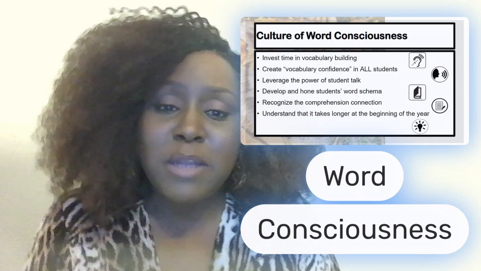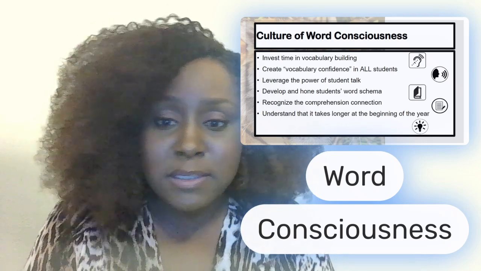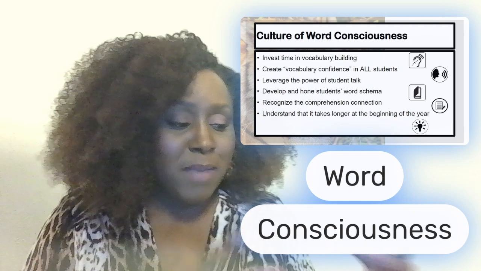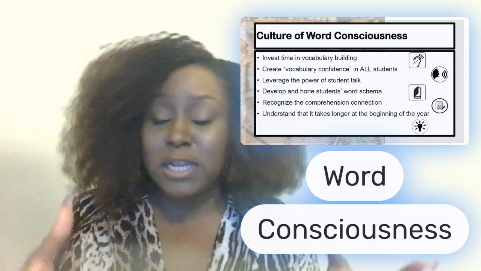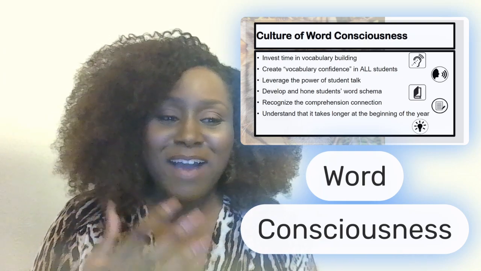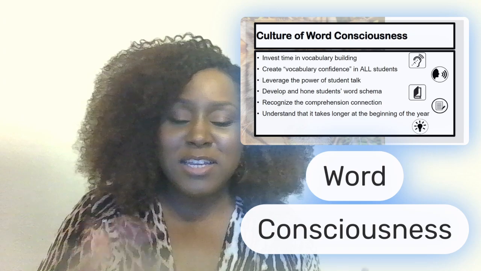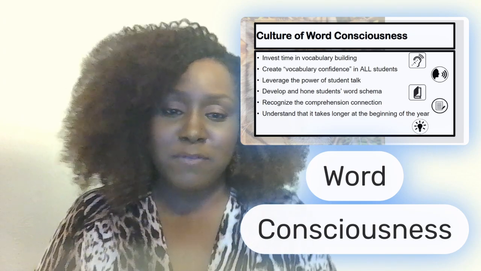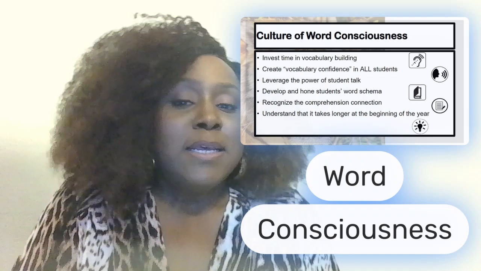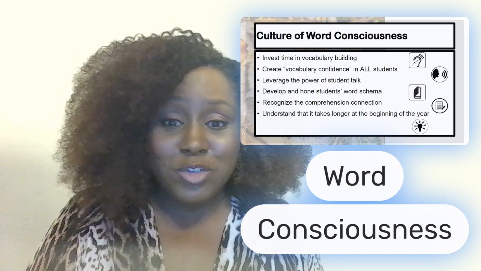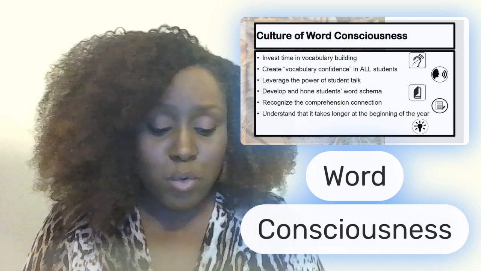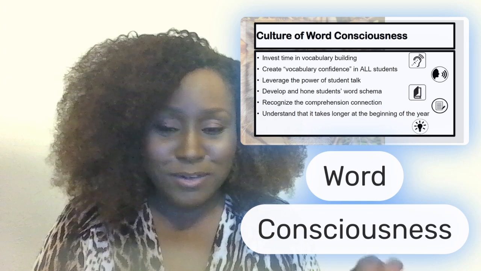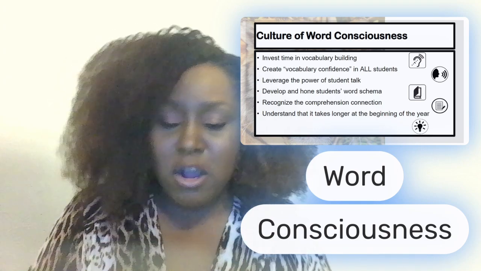You also want to develop and hone students' word schema. This is just where you show students that they already know parts of these words or words that are connected to these words, and how to use that prior knowledge and word connections to help them figure out the meaning of unfamiliar words. Another big thing for teachers to understand if you're trying to create a culture of word consciousness is that the more vocabulary students have or know, the better their reading comprehension is going to be.